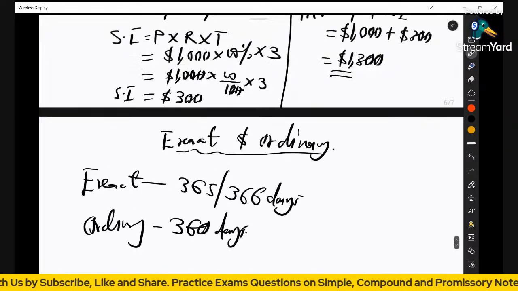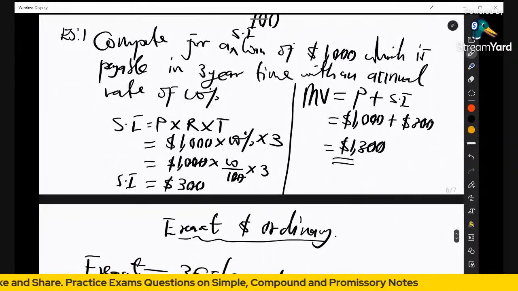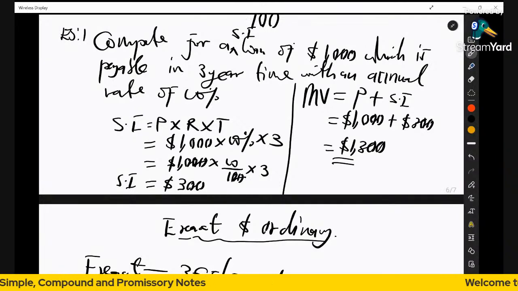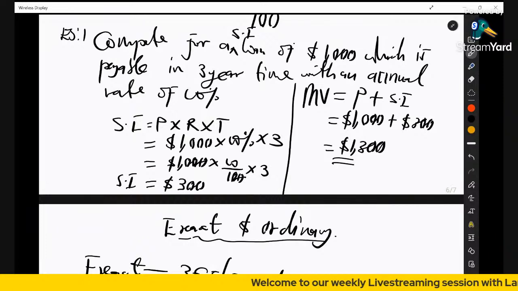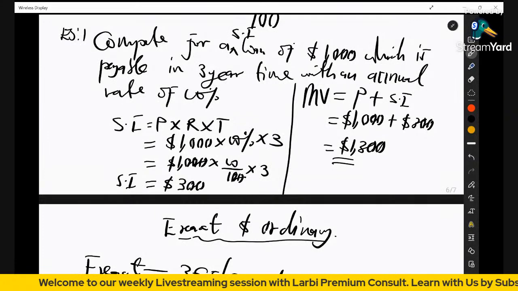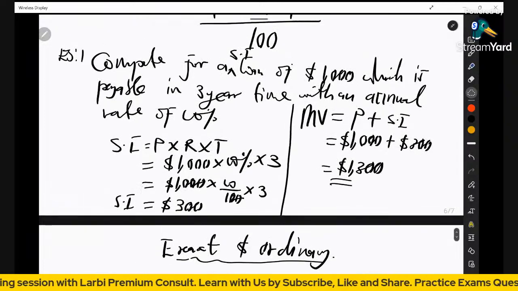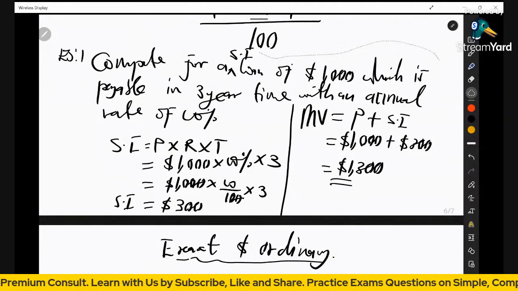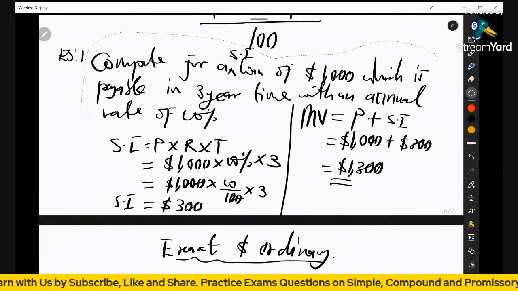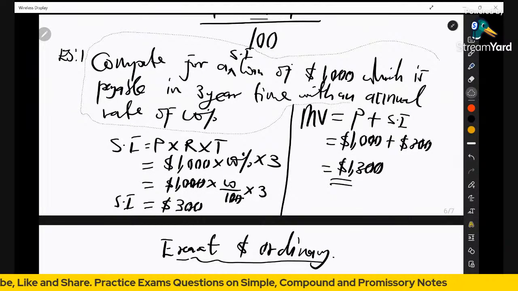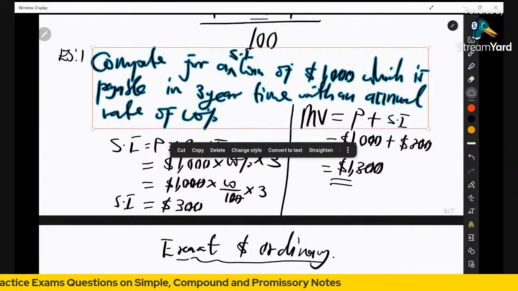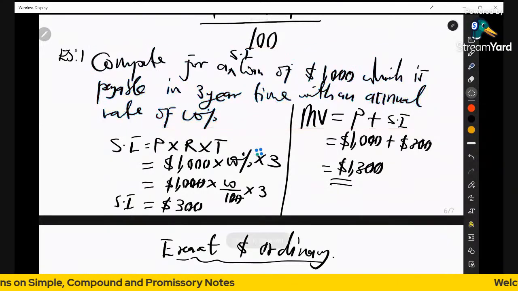So we can even make use of our first question here, where we're asked to compute simple interest of a loan of $1,000, which is payable. Assuming they wouldn't have said 3 years, but they said compute the simple interest of a loan which is payable within, let me try to copy this question if it's possible. Okay, I think it's possible. So let me bring it here.